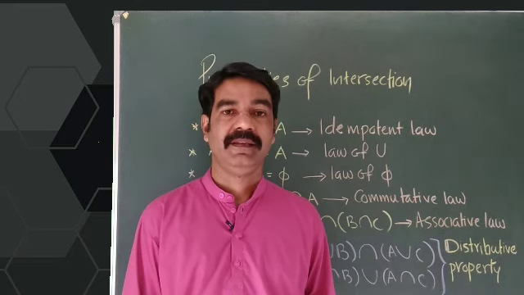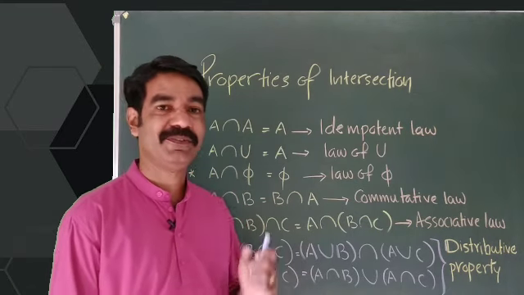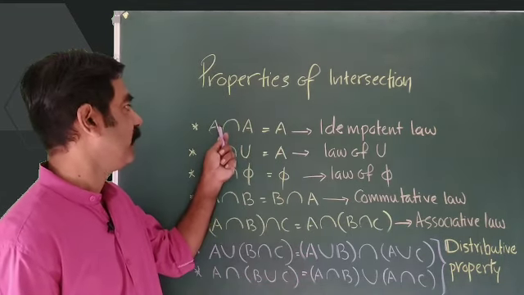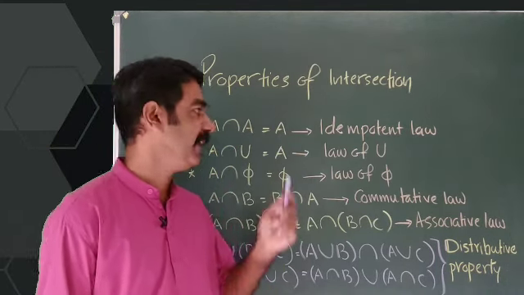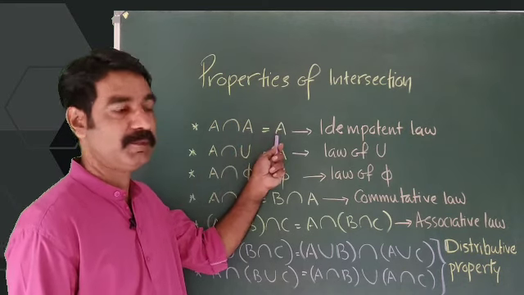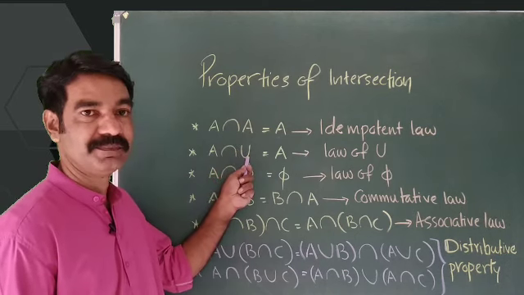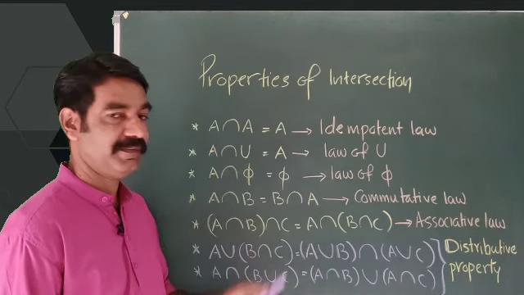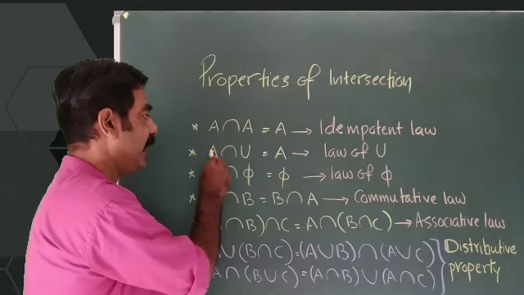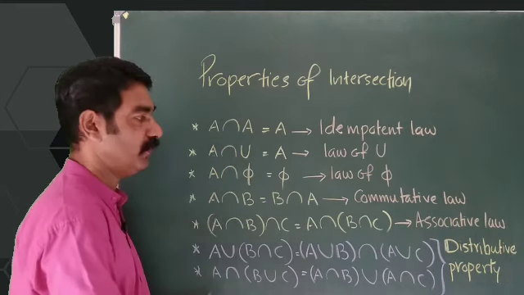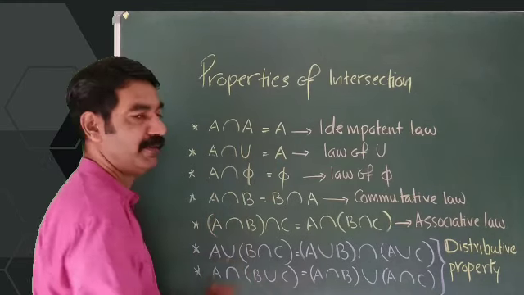Okay. Now, properties of intersection of sets. See, the first property: A intersection A is equal to A. It is the same as what we said for union. A intersection A is A itself. This property is called the idempotent law. Similarly, A intersection U is A itself, because we know U is always a superset of A. All the elements in A will be in U. So U is always a bigger set than A, so A intersection U will be A itself. It's called the law of U.